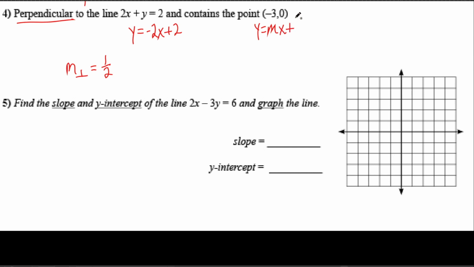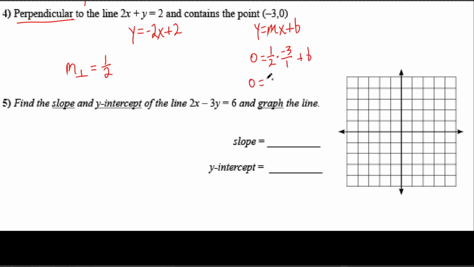I'm going to write it down so I don't forget. And let's put the stuff in. This is our x, this is our y, so put 0 equals, what's our slope now? Our slope is 1/2 times x, which is negative 3. I'm going to put that over 1 since I got a fraction. And then plus b. Let's figure out what it is.